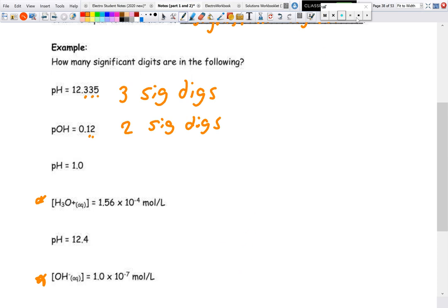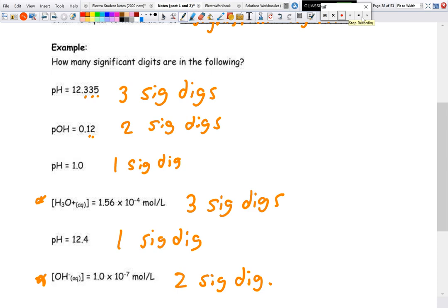All right, just pause the video and fill this in, because I'm going to put the answers up in 3 seconds. And this is for all the other ones. This right here, 1.0, is a pH, so 1 digit after the decimal, so 1 significant digit. For the hydronium ion concentration, we count it like normal, so there's 1, 2, 3, hence 3 significant digits. pH 12.4, 1 digit after the decimal, so 1 significant digit. And the concentration of hydroxide, same thing, we have 1, 2. It's not how many digits after the decimal, because this is a concentration, so we have 2 significant digits.